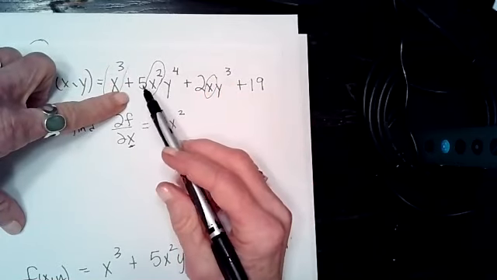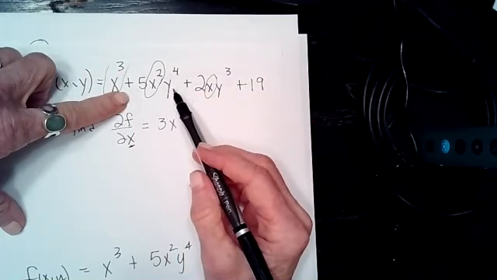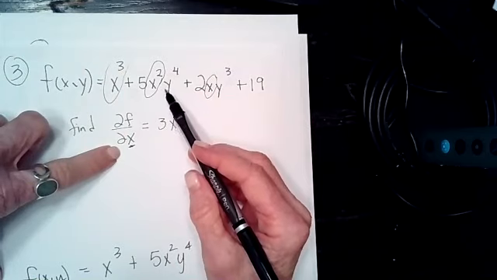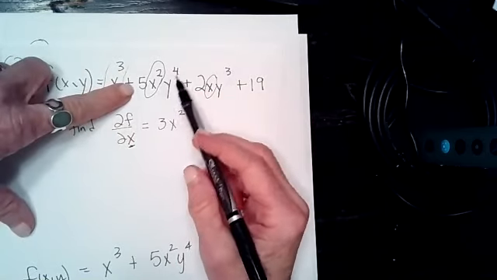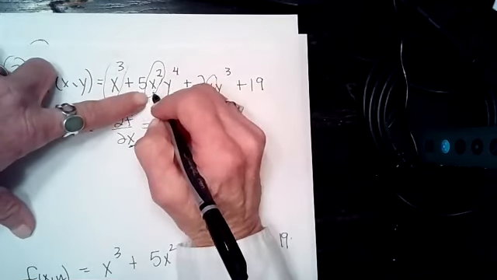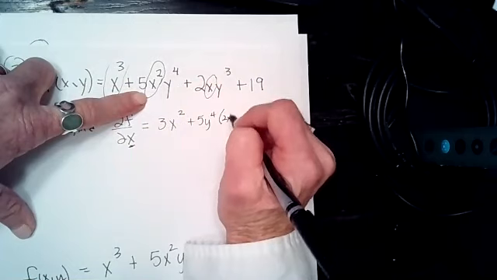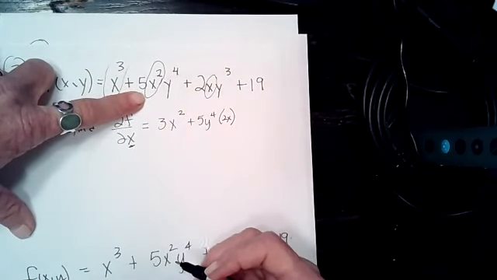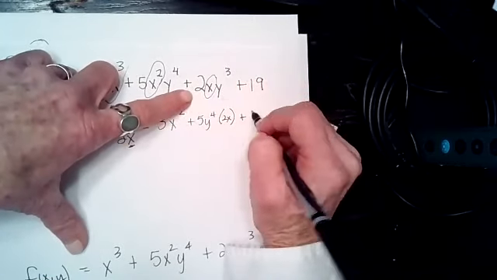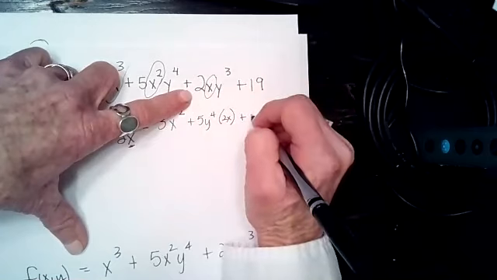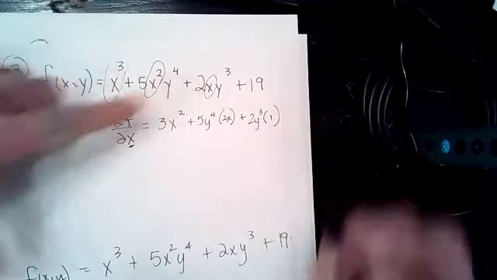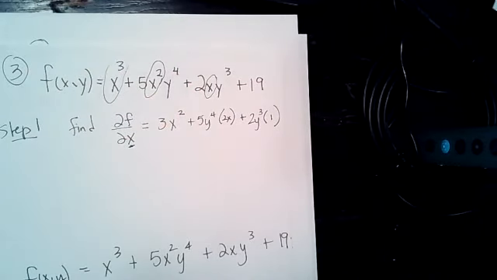All right, but now here I go. I have a constant, I have x squared times y to the fourth, okay? If I'm taking the derivative with respect to x, then x is my variable term. 5y to the fourth is constant, and I'm multiplied by the derivative of my x term, okay? Plus, if I'm taking the derivative of just my x, the y term is constant. It's just like a 2. So 2y cubed is my constant term. And what's the derivative of x? It's 1.